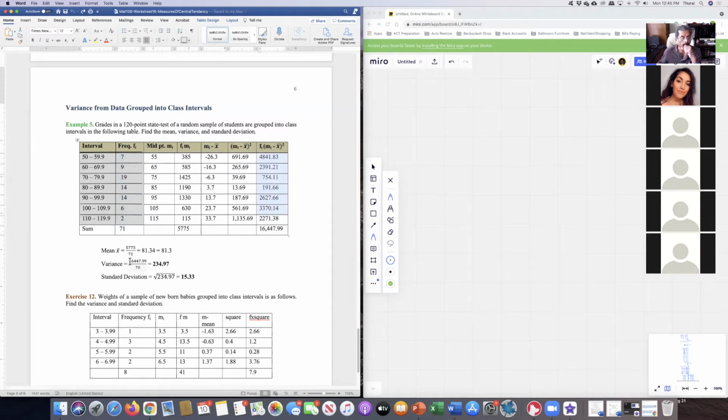The sum is 16,447.99. I need to divide that by 70 because this is sample data. For sample data, the formula says you need to divide by 1 less than the actual count. That gives me 234.97. And standard deviation is the square root of that. And that's all there is.